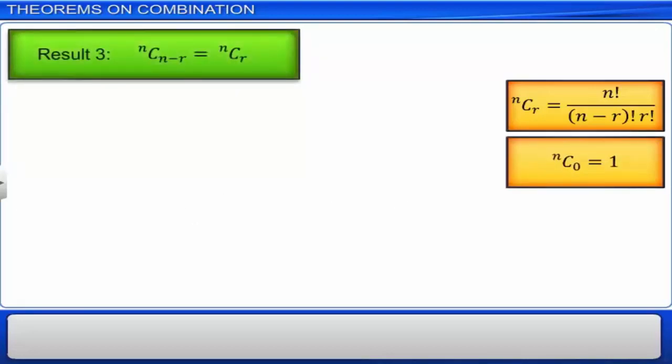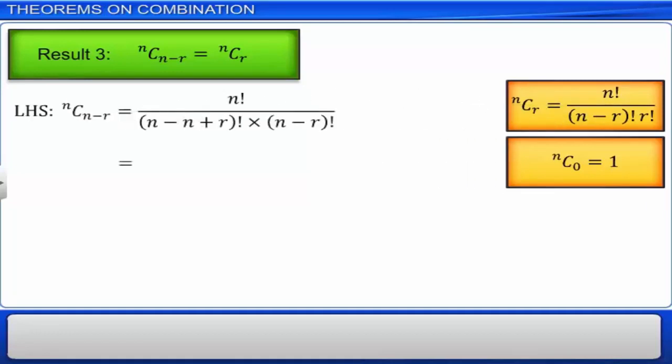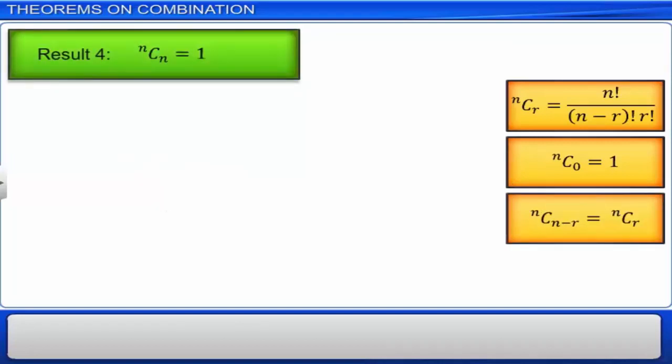Another result that we can verify using the formula is nC(n minus r) is equal to nCr. Let's verify the result by using the formula on the left-hand side. We can see that this is nCr indeed. Another result we can verify using the formula is nCn is equal to 1. Using the previous result, we have nCn is equal to nC(n minus n). This implies nCn is equal to 1.